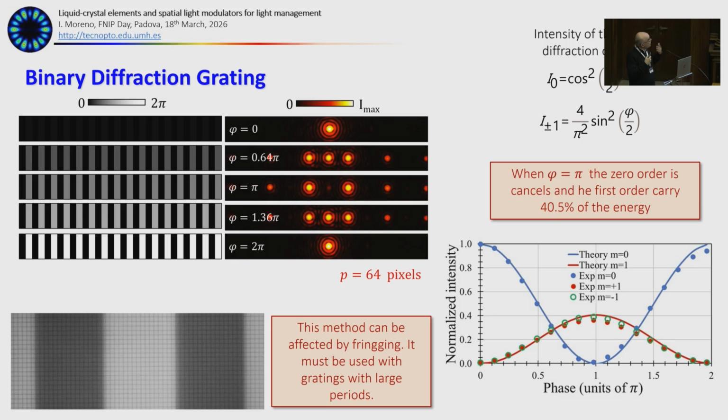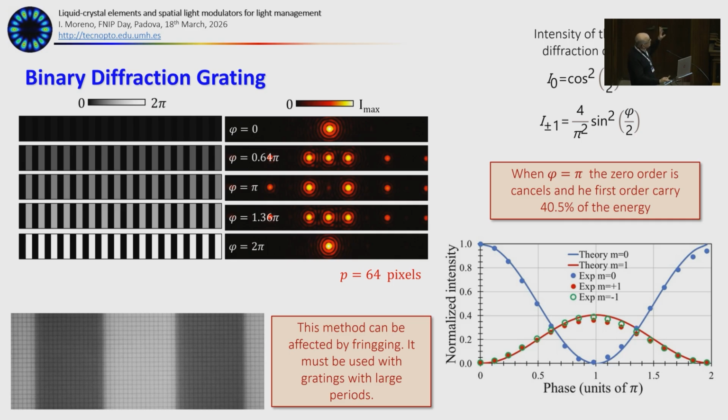This is one of the possible ways you have to characterize, to measure the phase difference you're producing in your SLM when you display different gray levels from the computer, because in particular, when the phase is pi, you completely cancel the 0 diffraction order, okay?